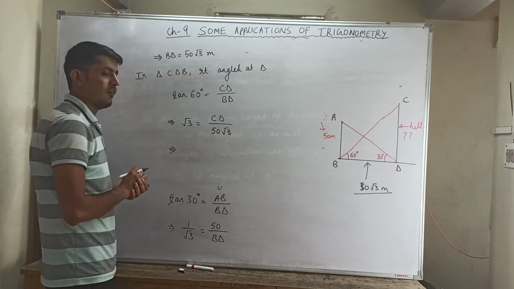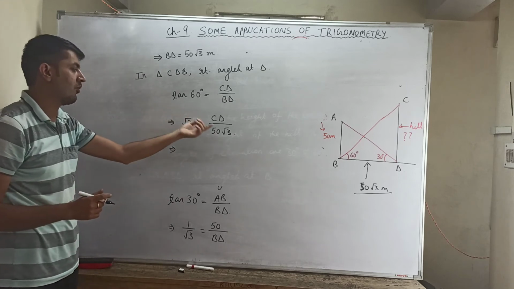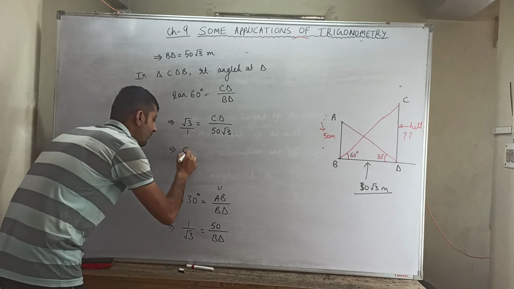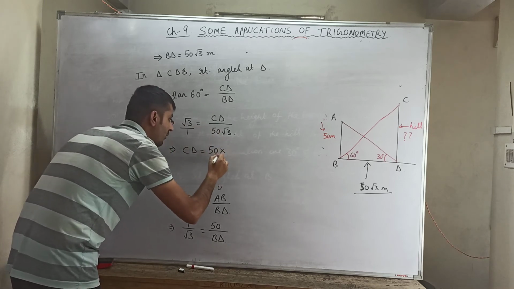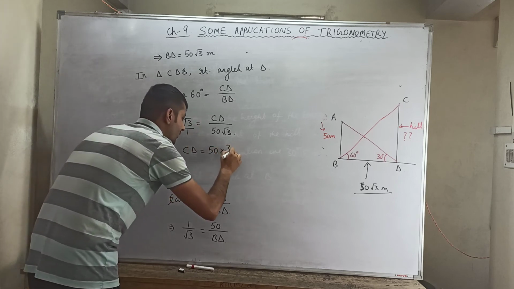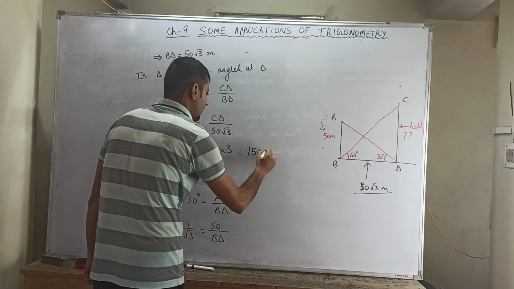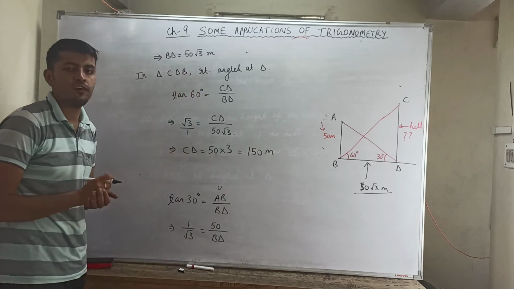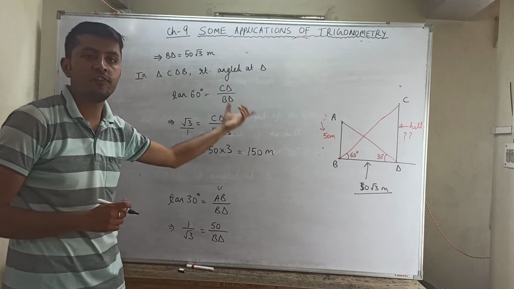Now, next line, what will you be doing? Root 3 is root 3 by 1. You do cross multiplication. So, what will be the value of CD? 50 into root 3 into root 3, which is 3. So 3 into 50 will become 150 meter. So you have to find out your CD, and you got your CD as 150 meter.